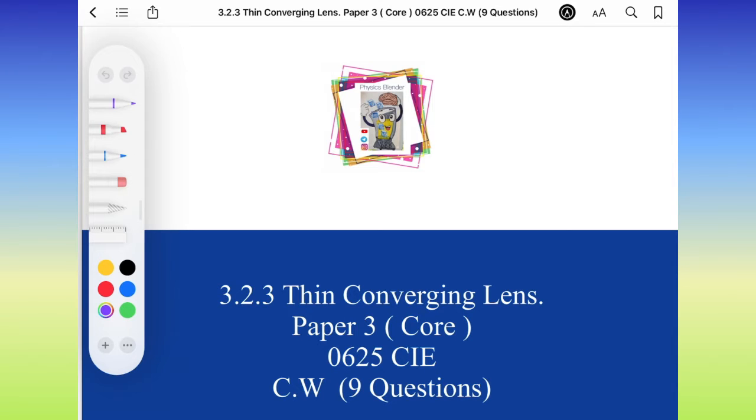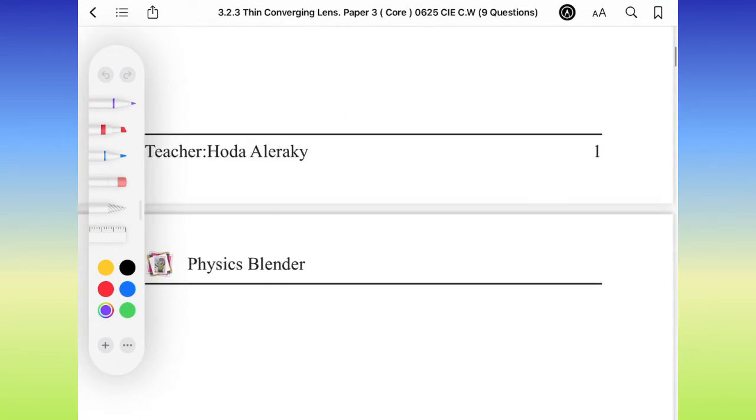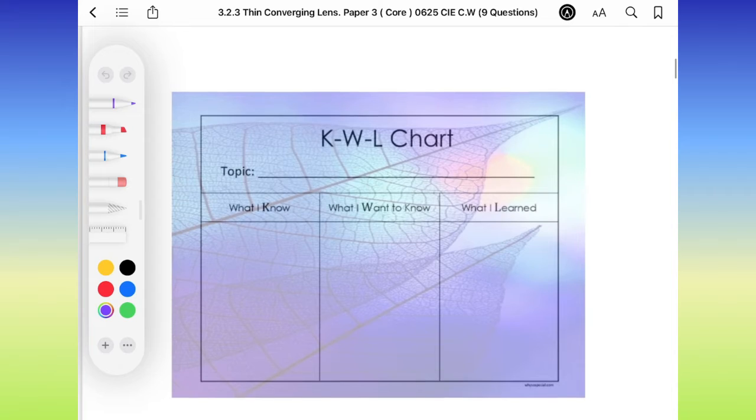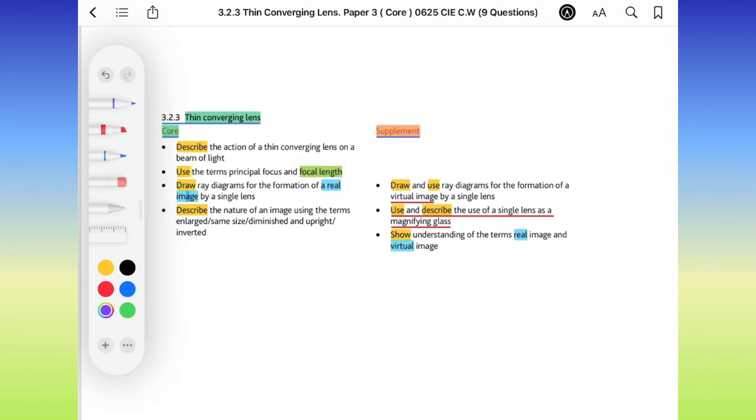Hello everyone, welcome to Physics Blender e-learning platform. Today we are discussing thin converging lens, paper 3 for core candidates, and we are having classwork. We will start with a KWL chart. You have to write down what you know and what you want to know about converging lens, and at the end of our lesson write down what you learned. And please go back to the specifications of our syllabus and check that what you learned is there.